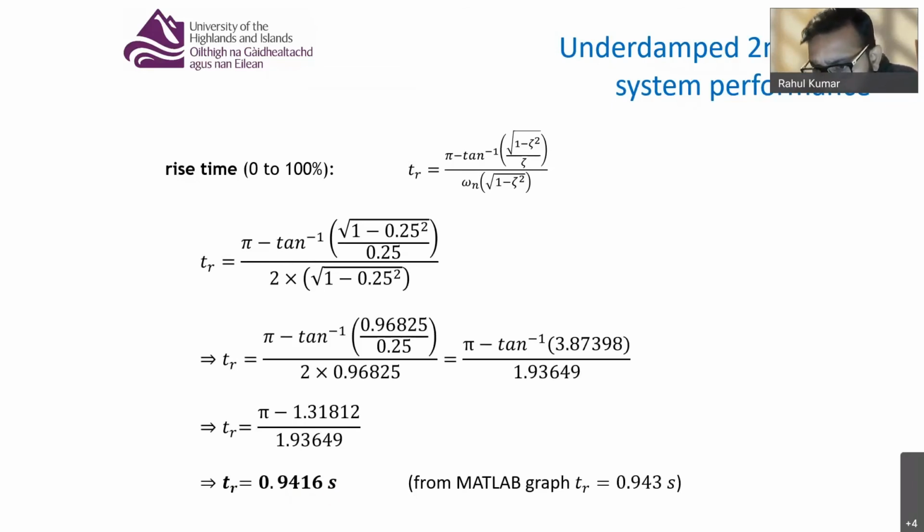Now there is a MATLAB function which gives you basically all these values: rise time, peak time, settling time, and all, right? So if you put in your transfer function, it will automatically give you all the values. I compared the values which I got from MATLAB. From MATLAB I got 0.943 seconds, which is quite close.